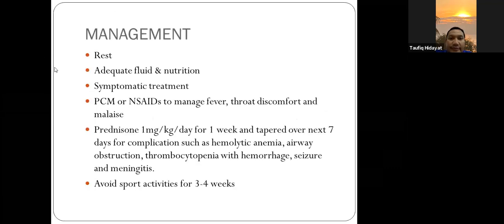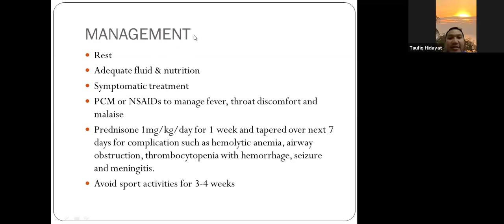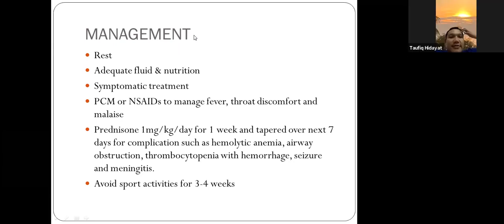Alright. Yang dia bagi hidrokort ke prednisolon? Hidrokort. Yang ini the reference ya, yang prednisolon ni. Okay. Alright. Apa lagi next?